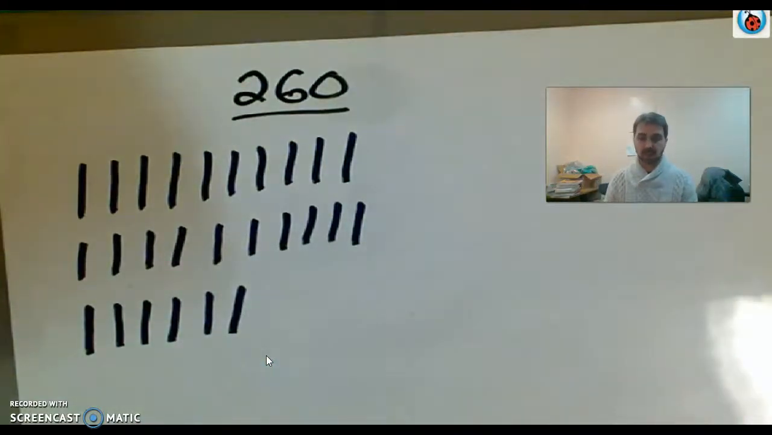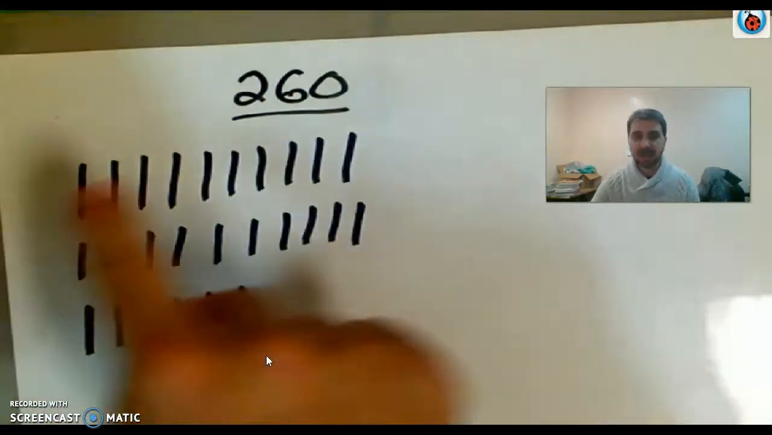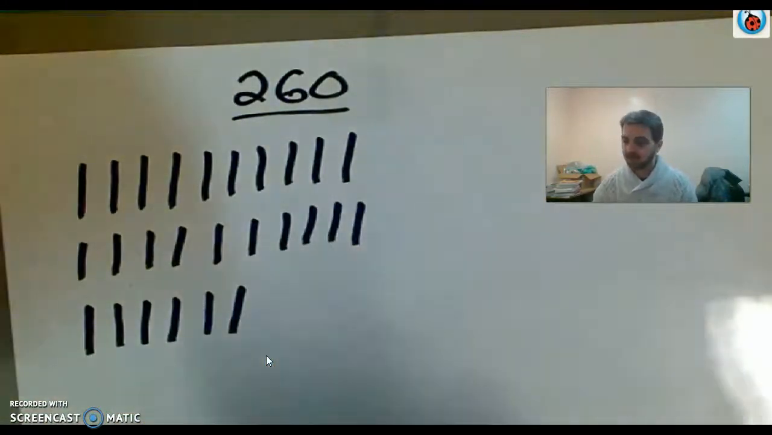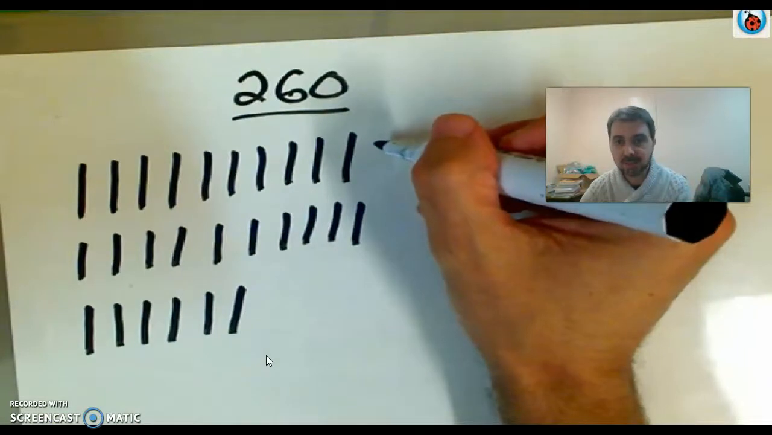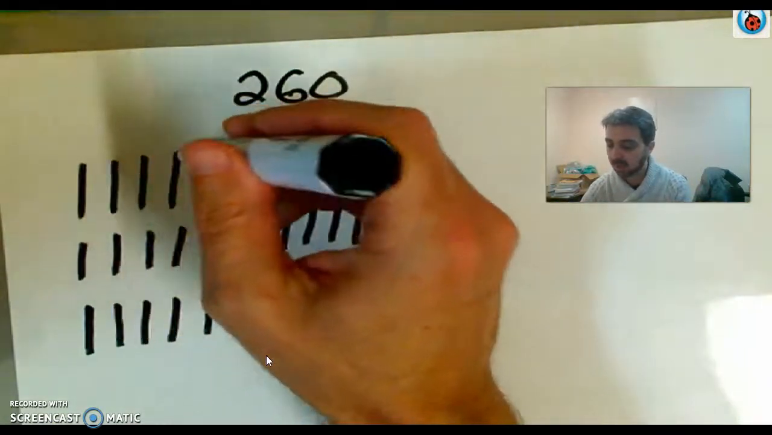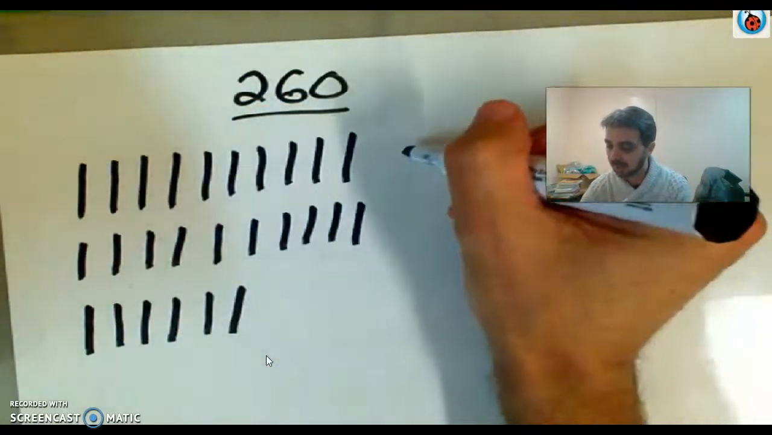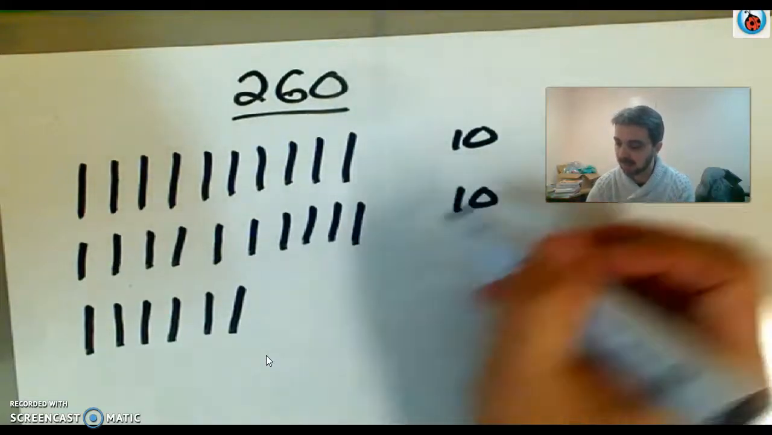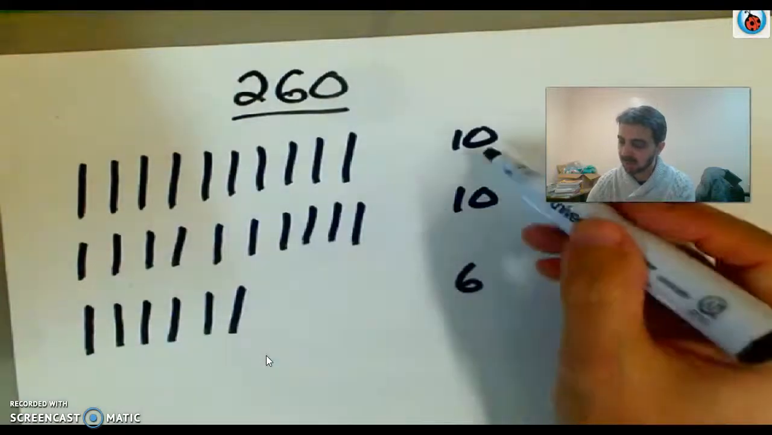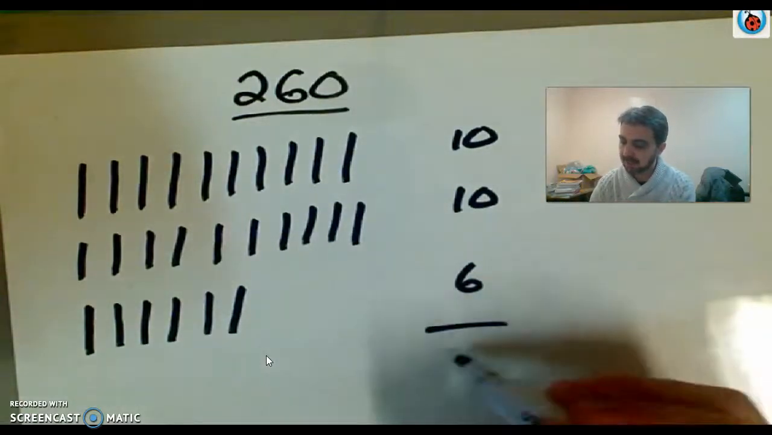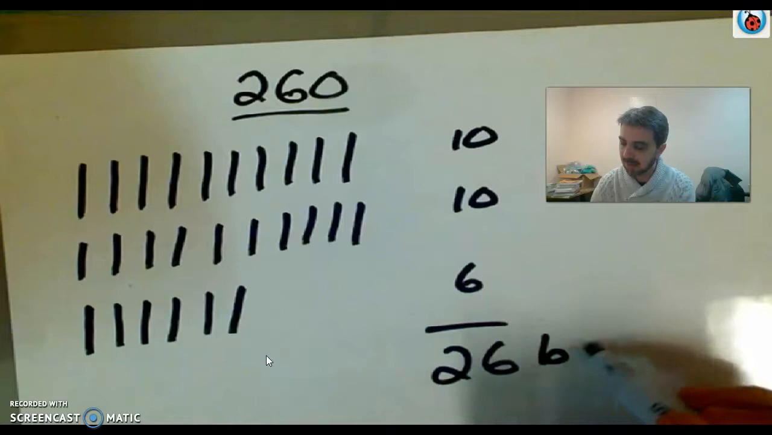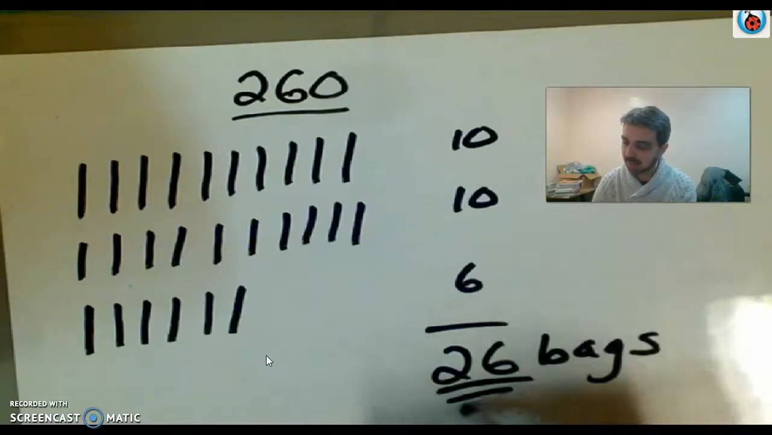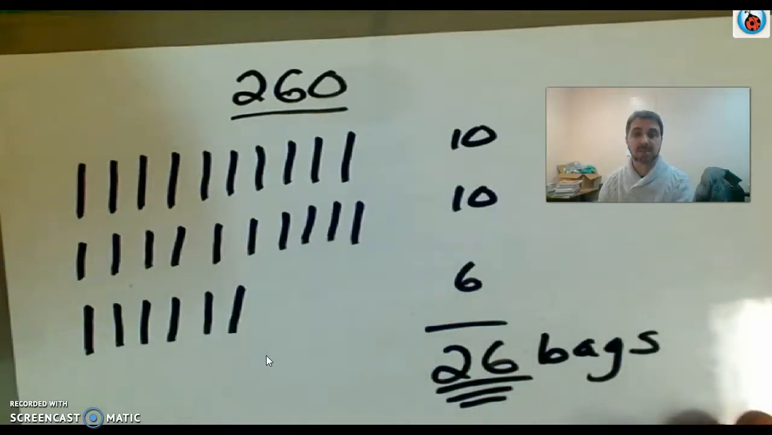Wow, that's a lot of bags. How many bags do we have? Well, I know there's 10 bags up here, right? 1, 2, 3, 4, 5, 6, 7, 8, 9, 10. So there's 10 bags here, and there's 6 bags here. That's 10, 20, that makes 26 bags. It's a lot of bags, right?